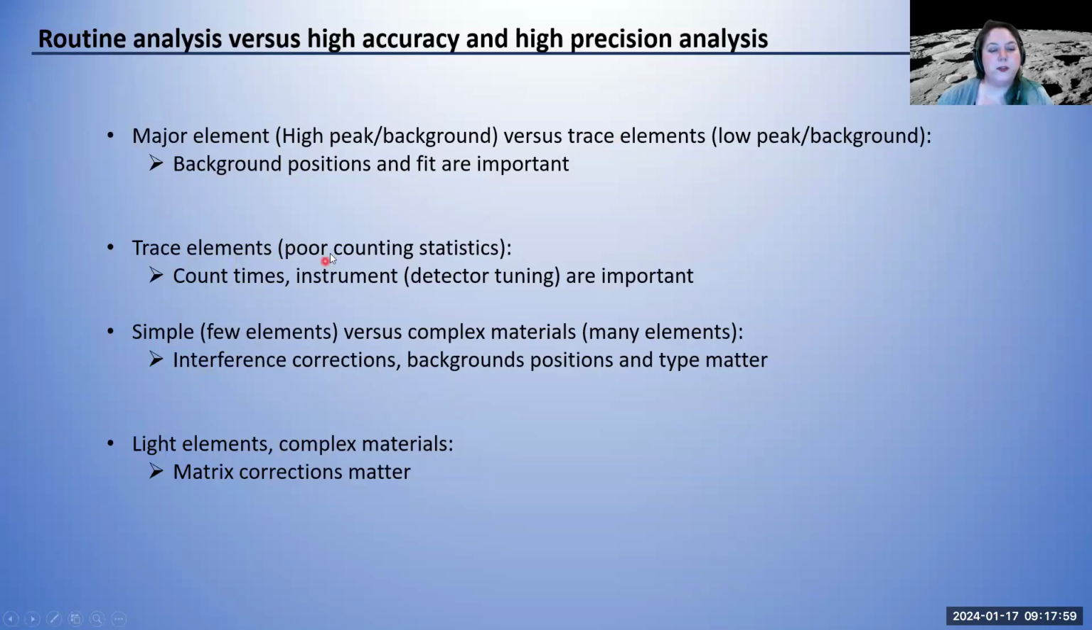Same if we do trace elements, we usually have poor counting statistics, and so things like count times and instrument tuning become important. Also, if we analyze very simple materials with very few elements, compared to very complex materials with many elements, things like interference corrections, background positions, and background fit type all become really important. And one of the things where the microprobe really excels is the analysis of light elements, specifically light elements in a complex material.